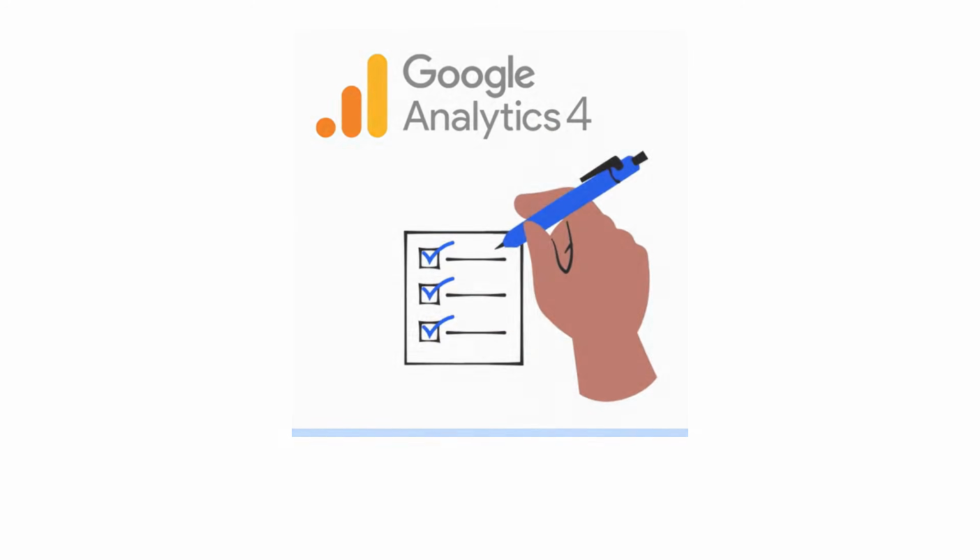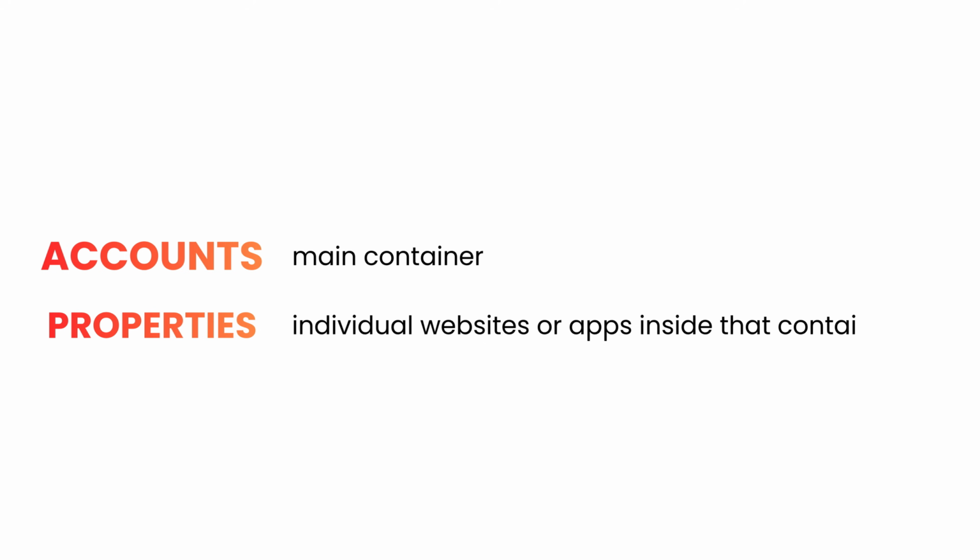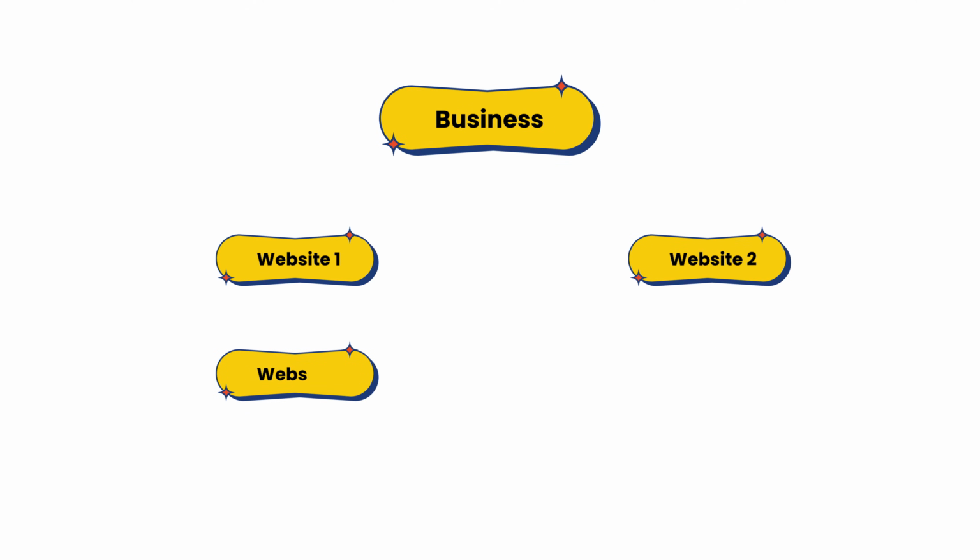In Google Analytics, we have accounts and we have properties. Think of an account as the main container and properties as individual websites or apps inside the container. For example, if you have a business with multiple websites, you can create one Google Analytics account for that business and then create different properties for each website in that business. And even if you have only one business and one website, you still need to create an account and then create a property for that website inside that account.